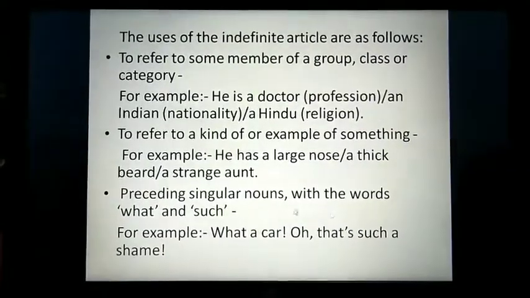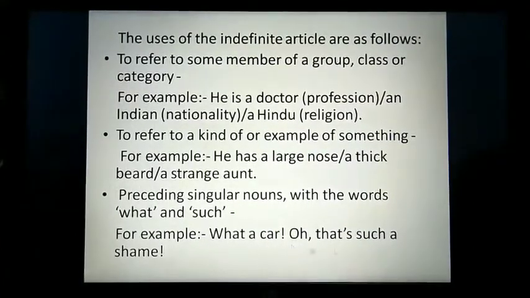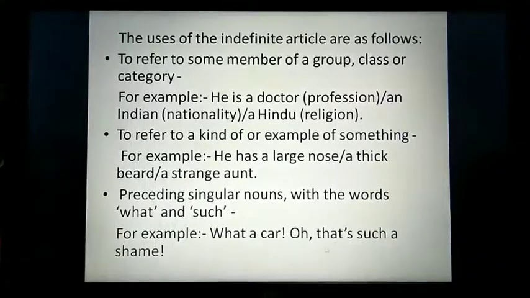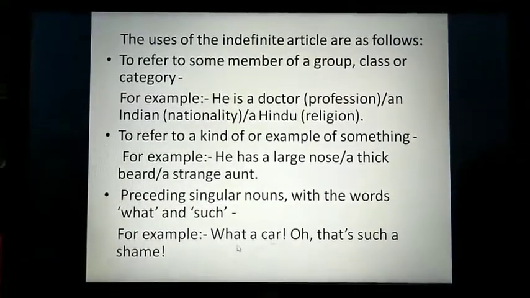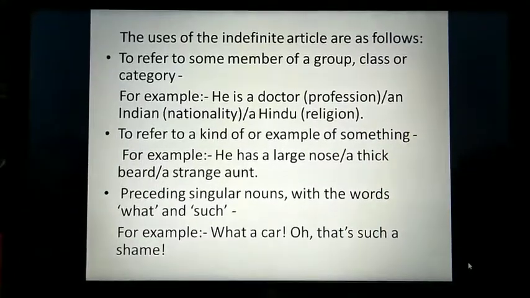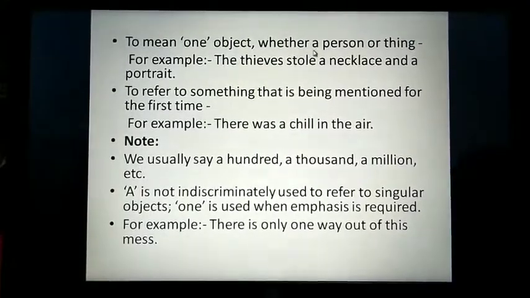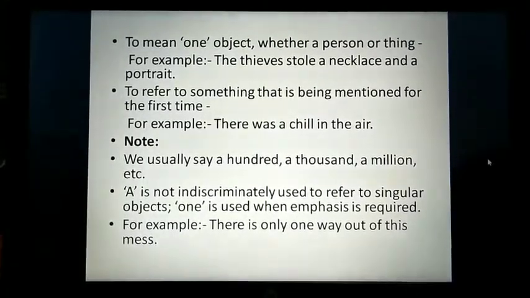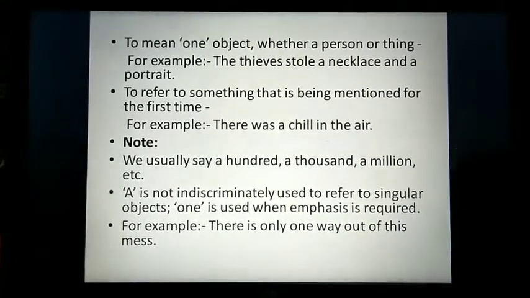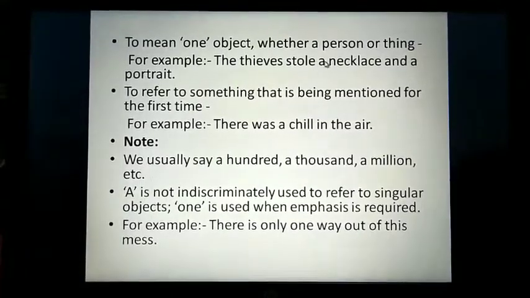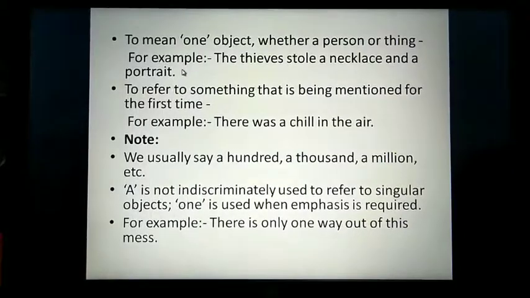Preceding singular nouns with the words what and such. For example, what a car. Oh, that's such a shame. So in such words that precede a singular noun, a or an is used. To mean one object, whether a person or thing, when we are talking about only one object. It could be a living person or a non-living thing. For example, the thief stole a necklace, that means one necklace, and a portrait, that means one portrait.